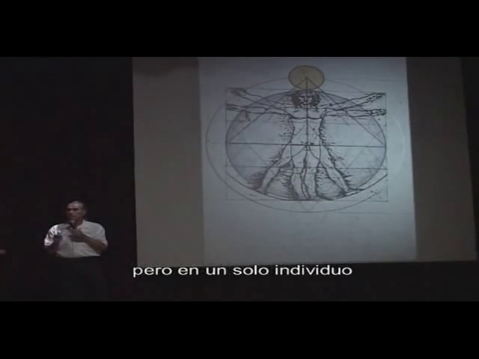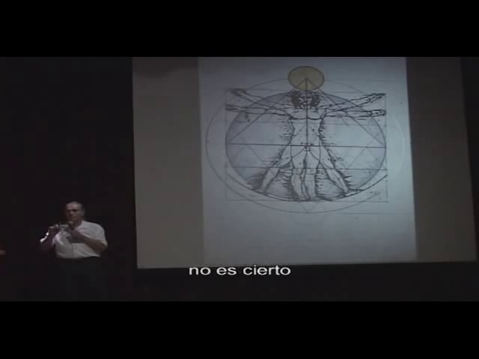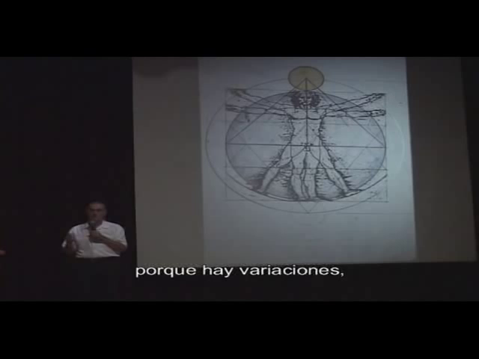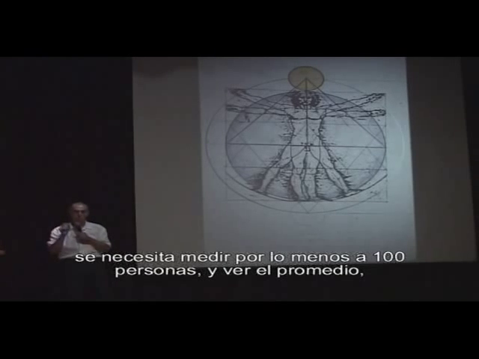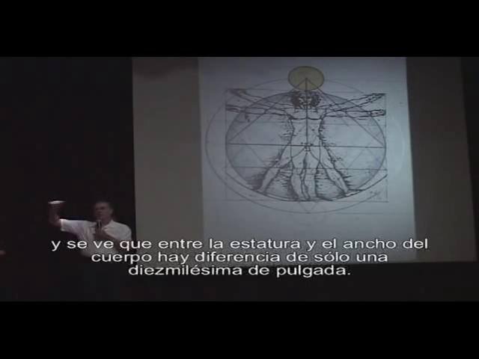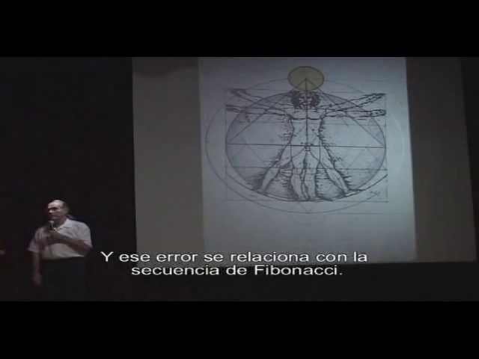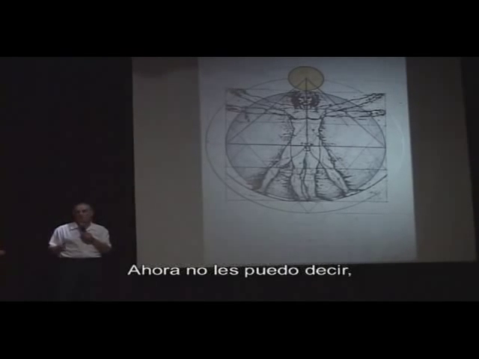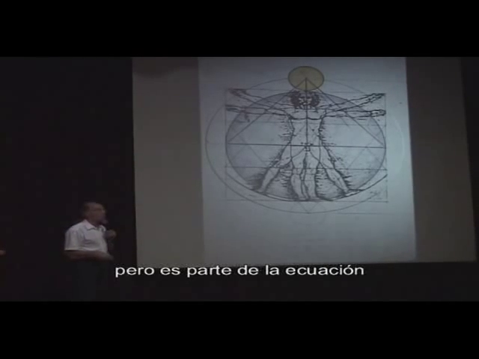Now, if you take an individual, that won't be true. There'll be variances. But science has taken large groups. You have to have a minimum of 100 people, and they've measured them really carefully. And they found that the height of the body and the width of the body, there's a difference of only 1/10,000th of an inch. You can barely see 1/10,000th of an inch. And that 1/10,000th of an inch isn't a mistake. It's related to the Fibonacci sequence, which is another subject. I can't tell you about that, but it is not a mistake. It's part of the equation.